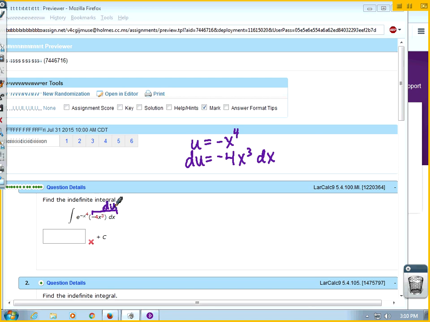So this is really quite easy. It's just the integral of e to the u du, which is e to the u plus c. So substitute the u back in, so e to the negative x to the fourth plus c. And that's your answer.